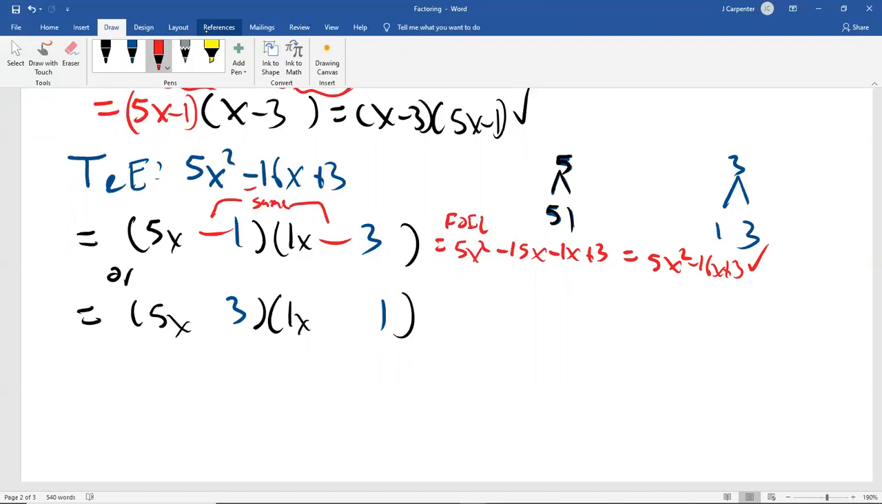So that trial and error was awesome because we got it right on the first try. Maybe another student did this one first. Maybe they tried the second one first and they got 5x squared, then times a minus 5x, then minus 3x, then a plus 3, which would have given us 5x squared minus 8x plus 3, which is wrong. So again, someone could have tried the second one first, got it wrong, and then went and did it the first way and got it right. There were only 2 trials to do here.